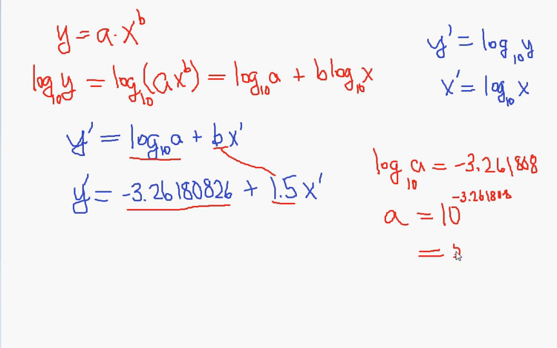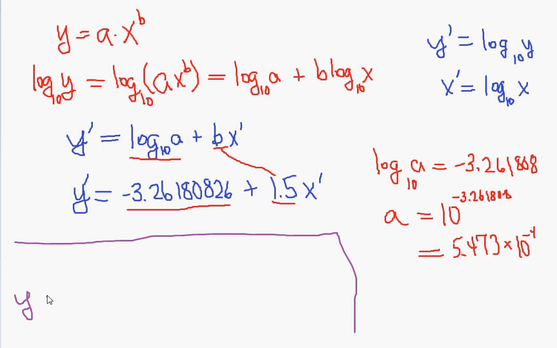Which is 5.47, let's round it off to 3, times 10 to the minus 4. And so going back to the original equation, we get that our model is finally y is equal to 5.473 times 10 to the minus 4, pardon me, times x to the 3/2 power, or x to the 1.5.